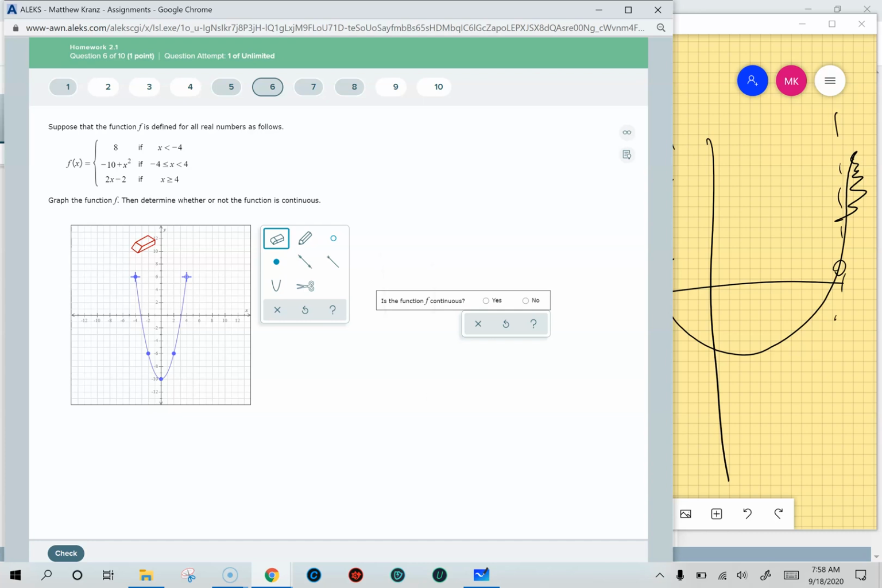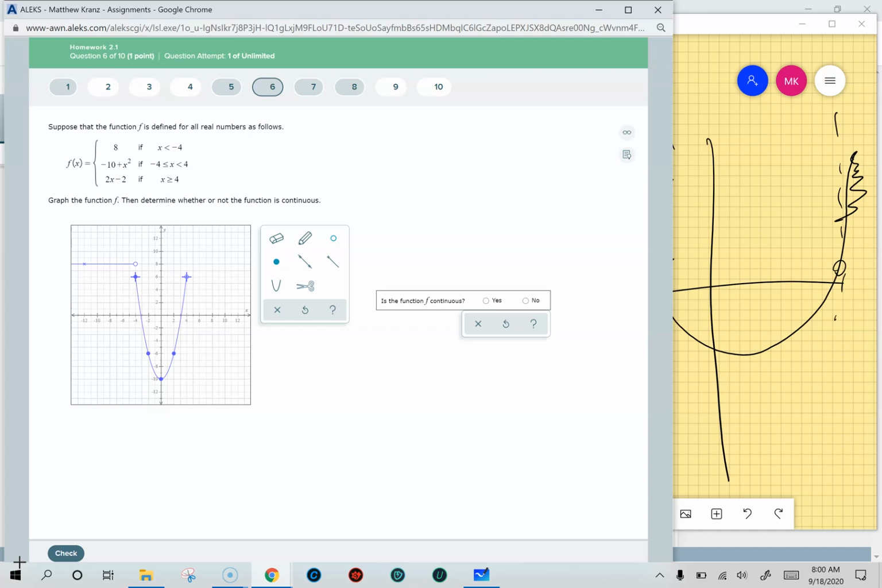All right, now when it asks if it's continuous or not, it wants to know, are there any breaks here? Well, this one here, where it says x is less than negative 4, is always 8. And there is no equal sign. So that just means when x is less than negative 4, it's 8. So at 8, I'm going to put an open circle. And then I know my line, going always left on 8.